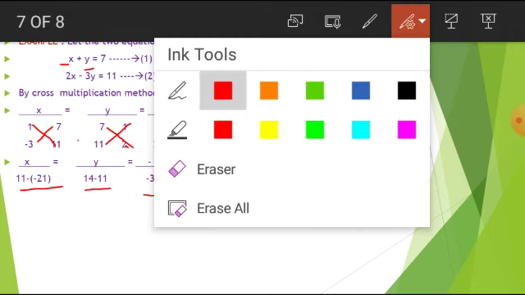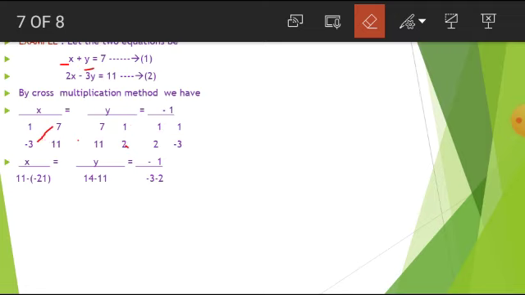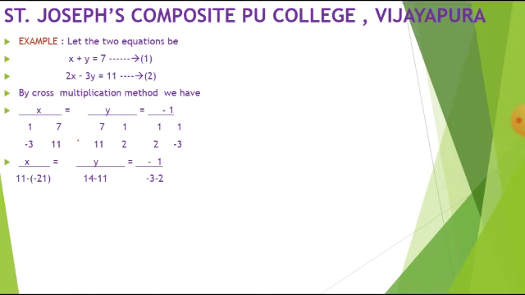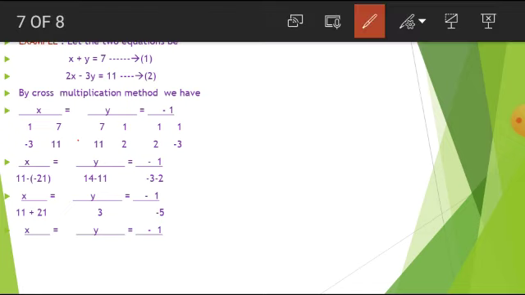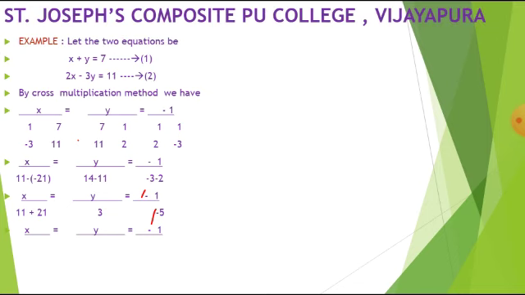Next step. Now you have to substitute it. You have to take a subtraction. So x divided by, now minus into minus is plus. So 11 plus 21 is equal to y by 3 is equal to minus 1 by minus 5. So here minus and minus get cancelled. So next, what is remaining? 11 plus 21 is 32. 3, then 1 by 5. Minus 1 by minus 5 gets cancelled, so you can take it as 1 by 5.